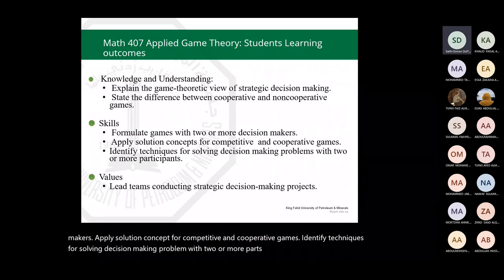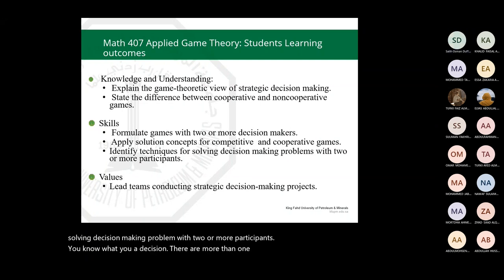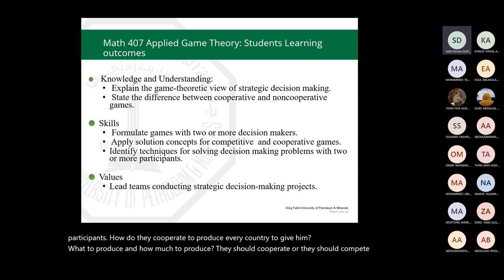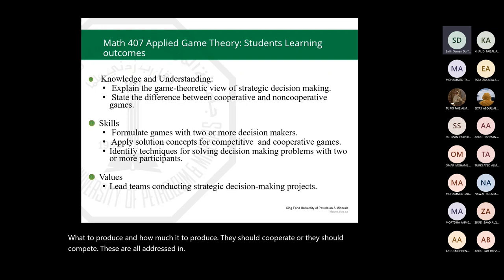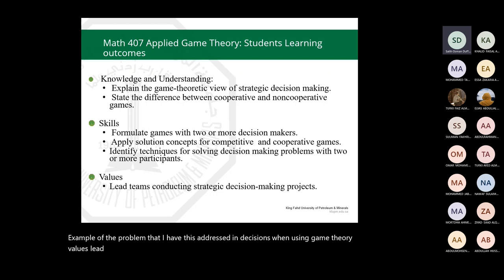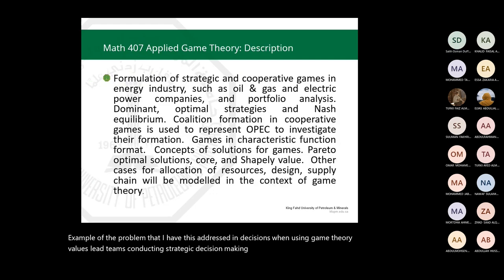In a decision, more than one person may be involved. For example, oil producing countries in OPEC: there are many participants. How do they cooperate on what each country should produce and how much to produce? Should they cooperate or should they compete? These are examples of problems that are addressed in decisions when using game theory, and they lead teams conducting strategic decision-making projects.